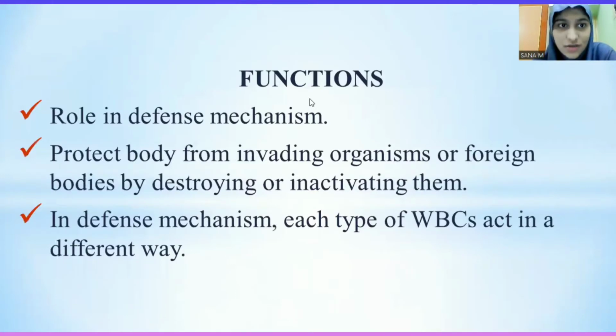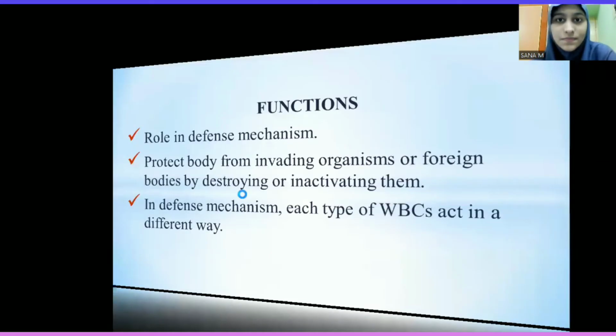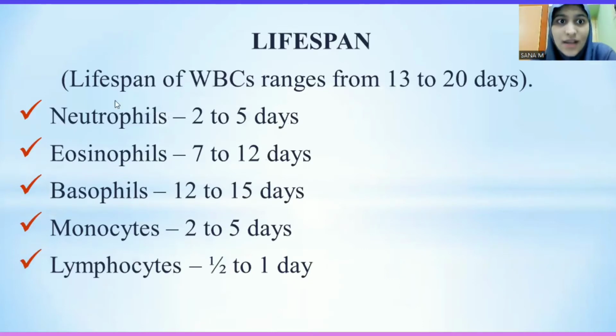Coming to the function of WBC. They play a vital role in the defense mechanism. They protect the body from invading organisms or foreign bodies by destroying or inactivating them. In the defense mechanism, each type of white blood cell acts in a different way. Coming to the lifespan, the lifespan of white blood cells ranges from 13 to 20 days. Neutrophils, eosinophils, basophils, monocytes, and lymphocytes.